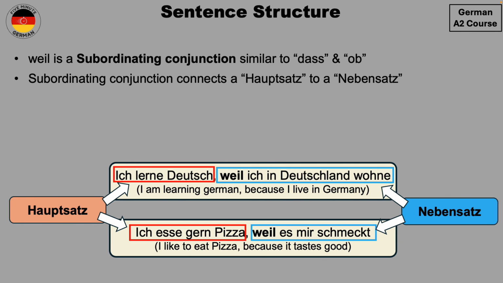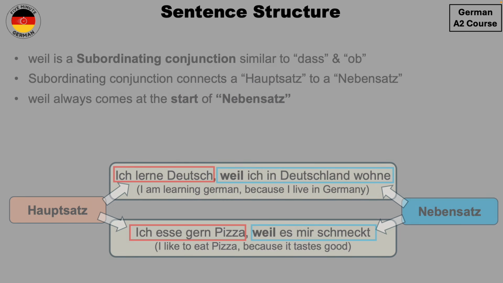If you don't know what a Hauptsatz or a Nebensatz is, then I have made a complete video on this explaining the difference between both of them. I will link it in the description below. You can go and check it out. But just in a few words, I will just say that a Hauptsatz is a sentence which you can use alone, and a Nebensatz is a sentence which you cannot use alone, and it needs a Hauptsatz to make sense. And as we see over here, weil will always come at the start of the Nebensatz. So we see that both the Nebensätze over here start with weil.